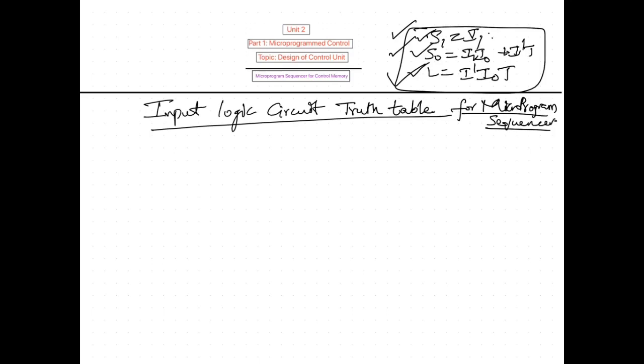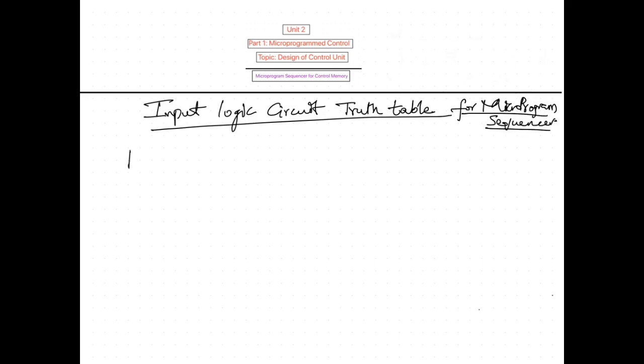In this video, we will be discussing the input logic circuit truth table for the microprogram sequencer. Now I am taking the BR field, I1, I0 and T. These are the input variables.